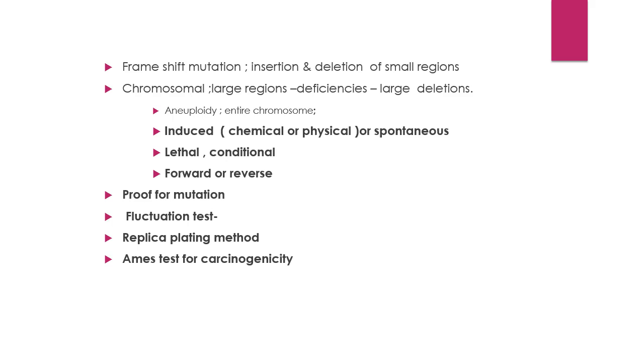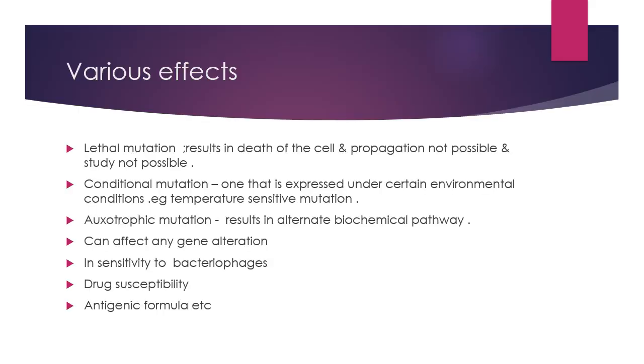Ames test for carcinogens. So lethal mutation results in death of the cells, and propagation and study are not possible. Then conditional mutation, one that is expressed under certain environmental conditions, for example temperature sensitive mutation. Then auxotrophic mutation, that results in an alternative biochemical pathway, which can affect gene alteration, insensitivity to bacteriophages, drug susceptibility or antigenic formula, etc.